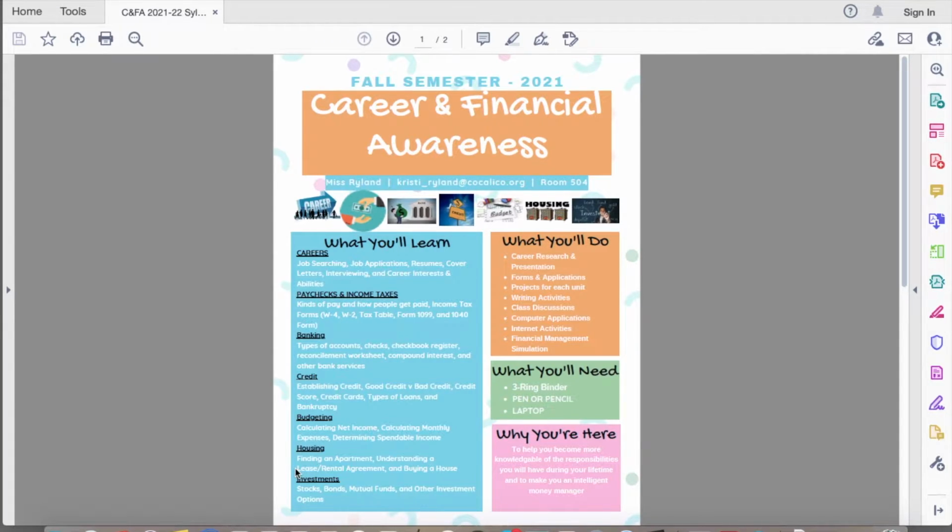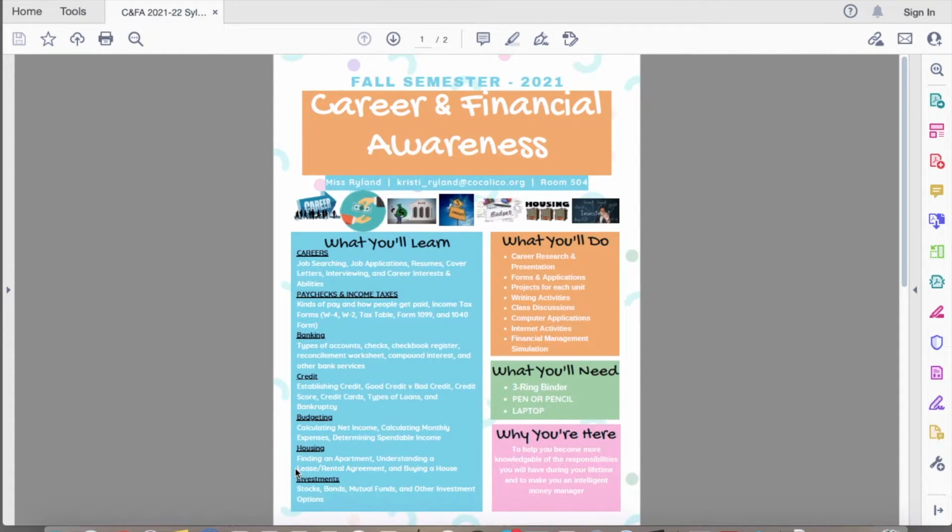We then move into budgeting, and they learn how to do a budget. They learn what a budget is, how to set up a budget problem, how it's important to understand a budget for your needs and then your wants. They learn how to calculate their net income, their monthly expenses, and then the spendable income that they have left over.